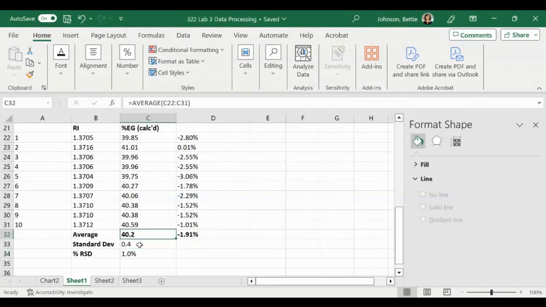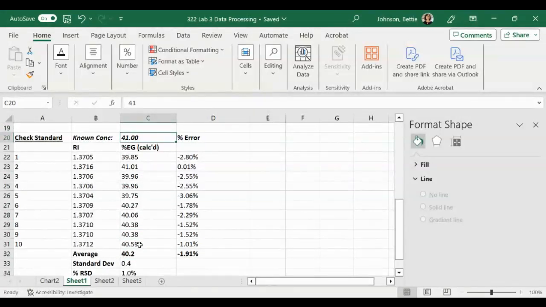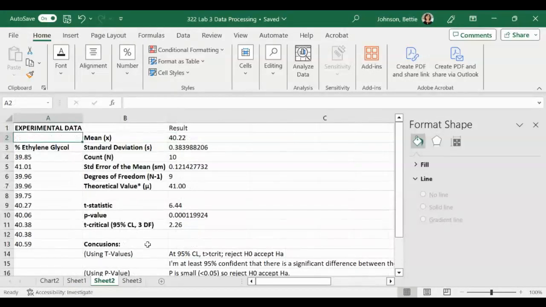So we can see that we measured an average concentration of 40.2%, but the standard was known to contain 41.00%. So we're about minus 1.9% error from the known value. Another way we can compare experimental results to a known value is by using a statistical test called the t-test. So I'm going to go into another sheet where I've already set up a calculation of a t-test where you're comparing an experimental mean to a known value. That's the type of t-test we want to do here.